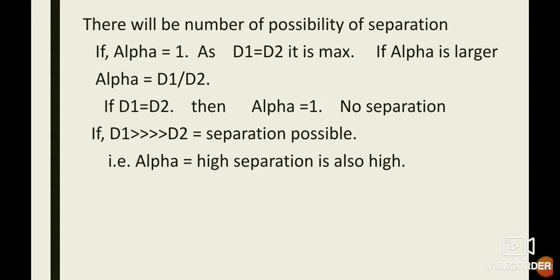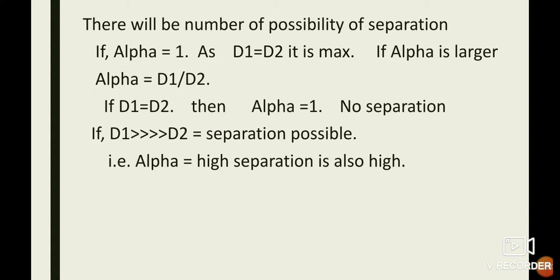There are a number of possibilities of separation. If alpha is equal to 1, as D1 is equal to D2, there is no separation. If alpha is larger, alpha is equal to D1 by D2. Another case: if D1 is equal to D2, then alpha is equal to 1, no separation. If D1 is much greater than D2, separation is possible, that is, alpha is high, so separation is also high.